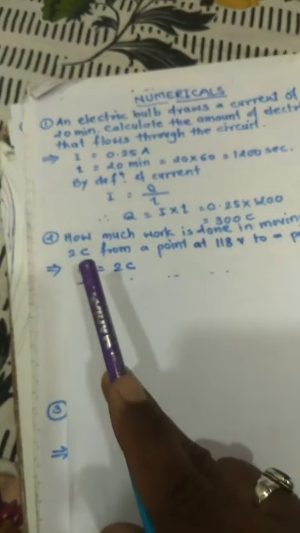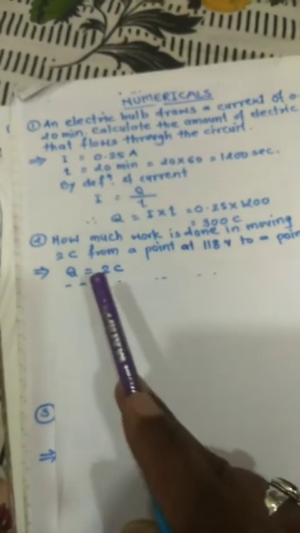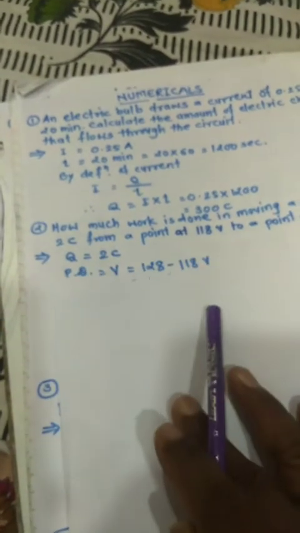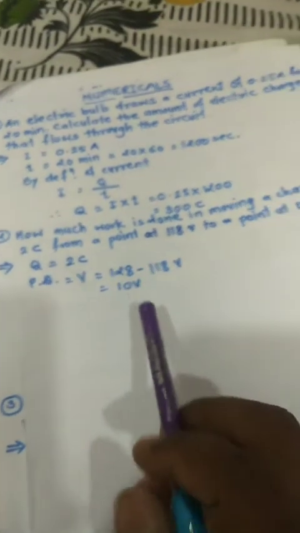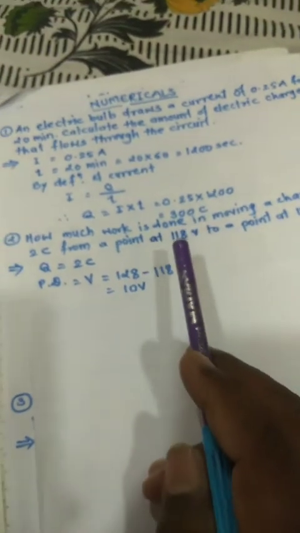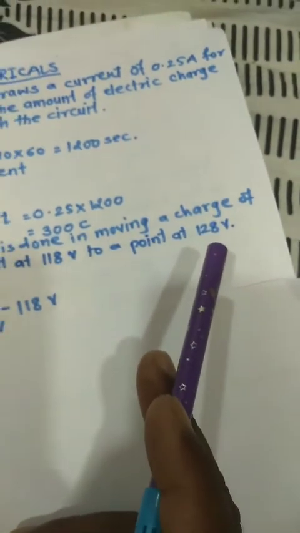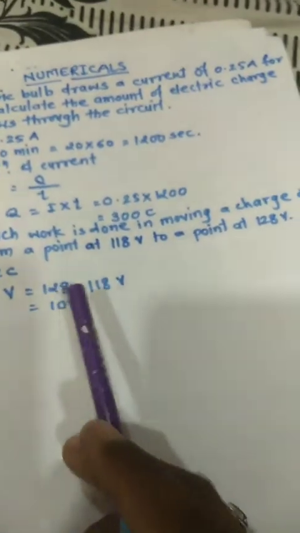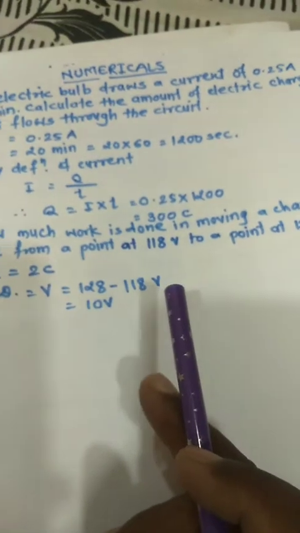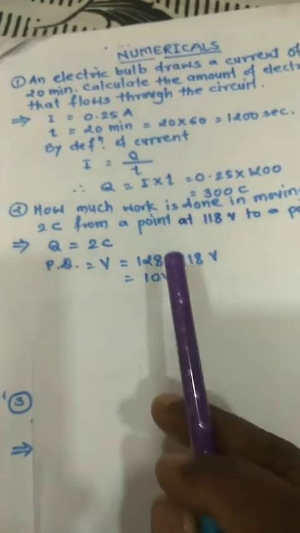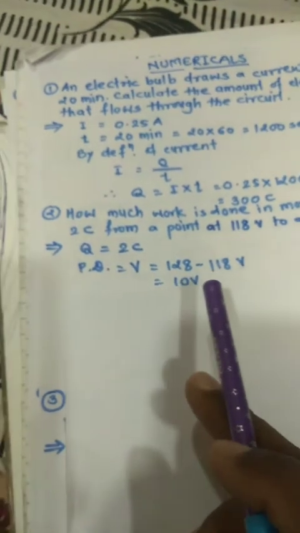What is given? Charge is given, Q equals 2 coulomb. And how much potential difference is given? In between two terminals, 118 volt and 128 volt. So 128 volt minus 118 volt, how much will we get? 10 volt. So the potential difference is 10 volt.